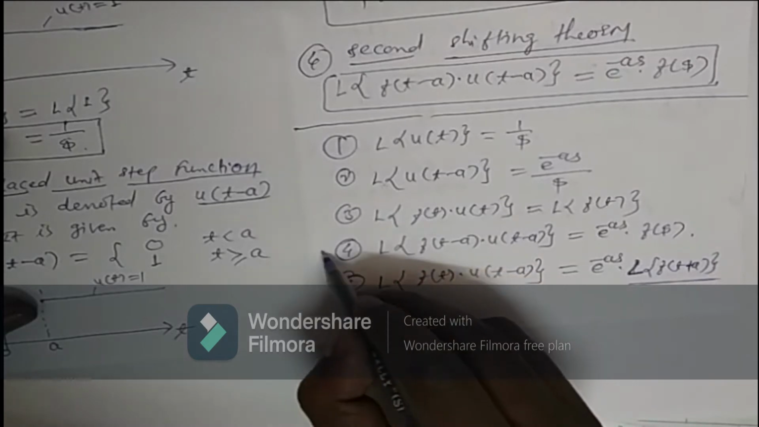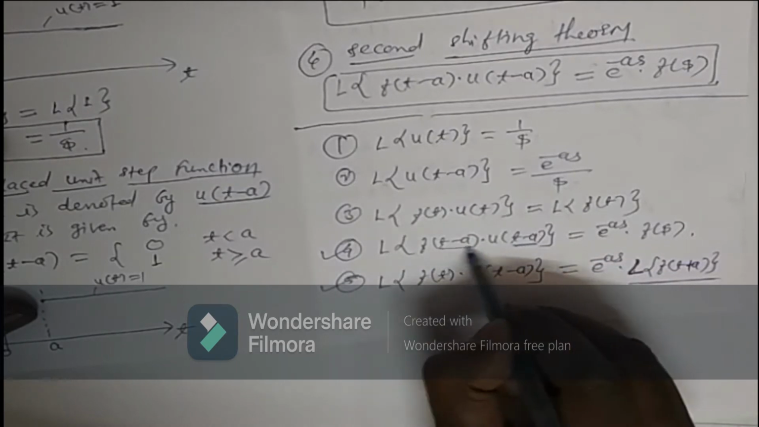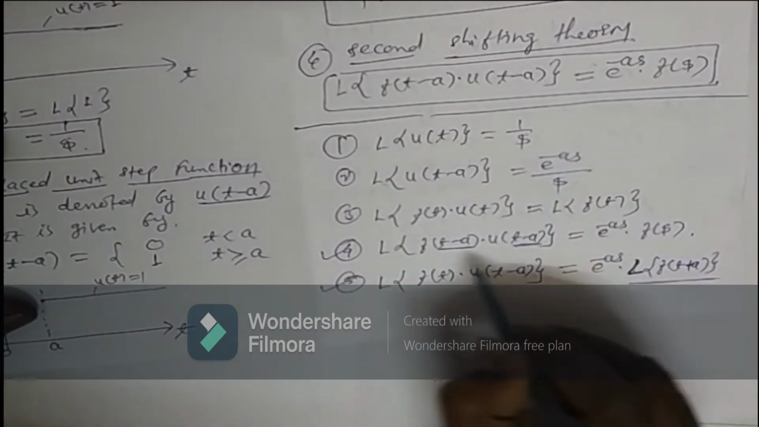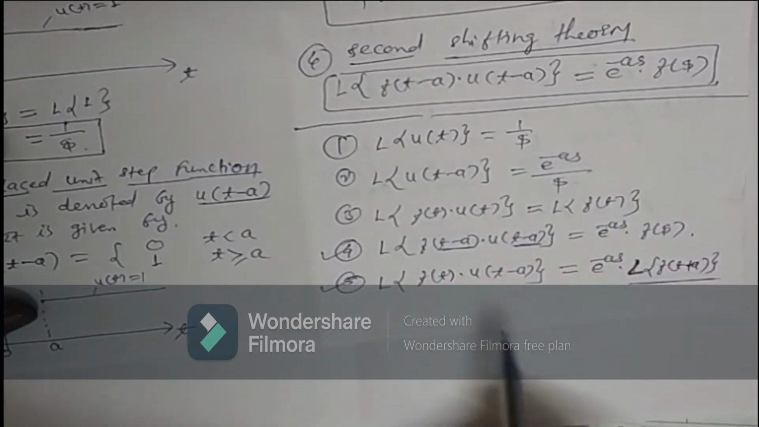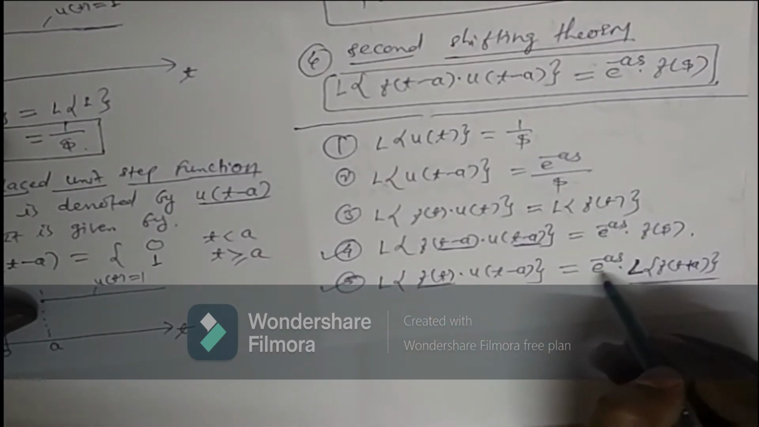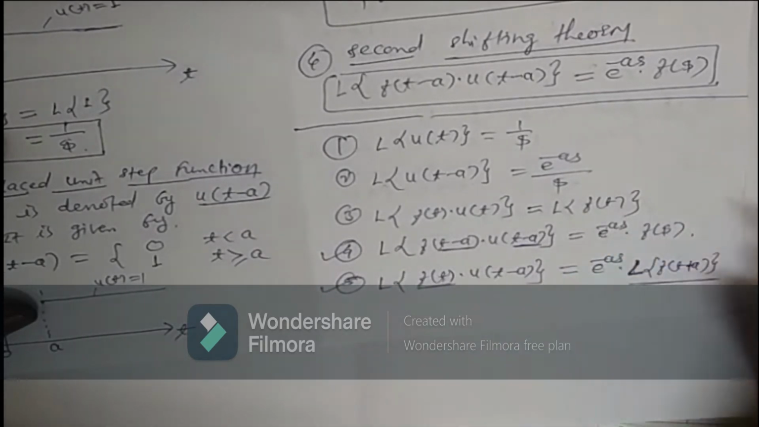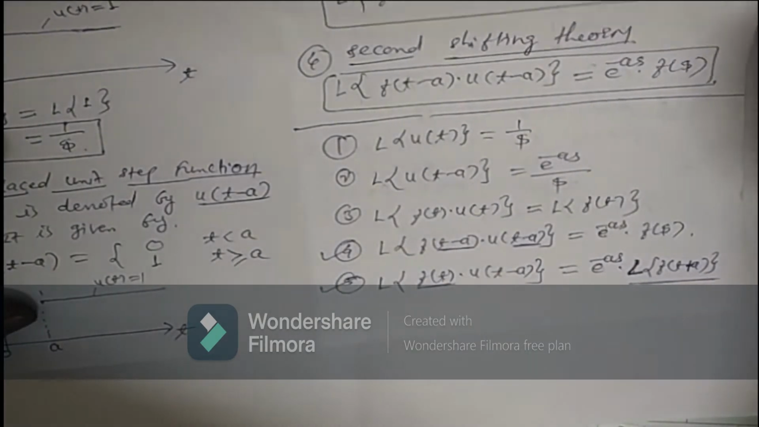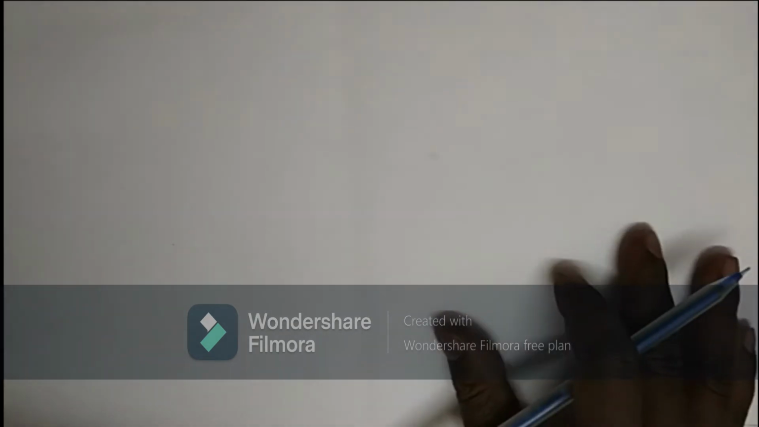What is the difference between formula number 4 and formula number 5? In formula number 4, wherever there is t, there is a t minus a, in both f and u. That's why we can write e raised to minus as into f of s directly. But if there is no t minus a in f of t, then what we have to do is take e raised to minus as outside, and take the Laplace transform of f of t plus a. So we have to remember this point. Now we will see this in examples, and while we solve the examples we will clear this particular doubt.